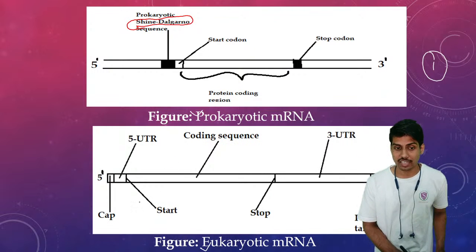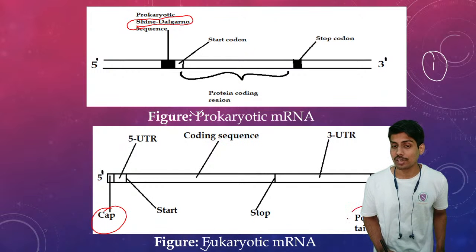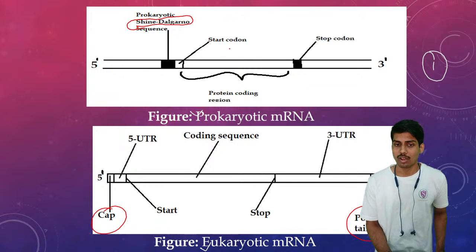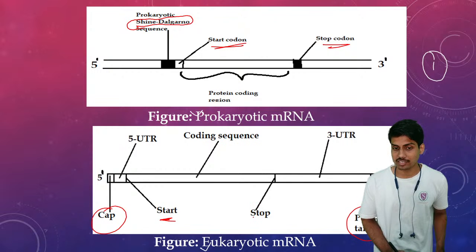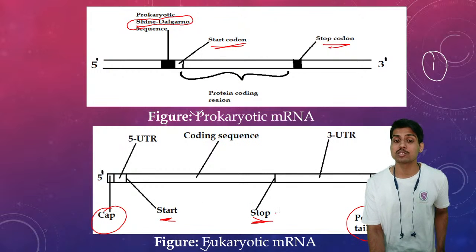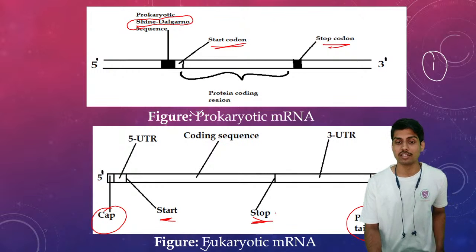So you can see there is a 5 prime cap on this eukaryotic mRNA. A poly A tail is there in the case of eukaryotic mRNA. So there are no such poly A tail or cap-like structures on the prokaryotic mRNA. Okay. Obviously, both of them are bound to have the start codon and the stop codon. So these are the structures of mRNA in prokaryotes and eukaryotes.